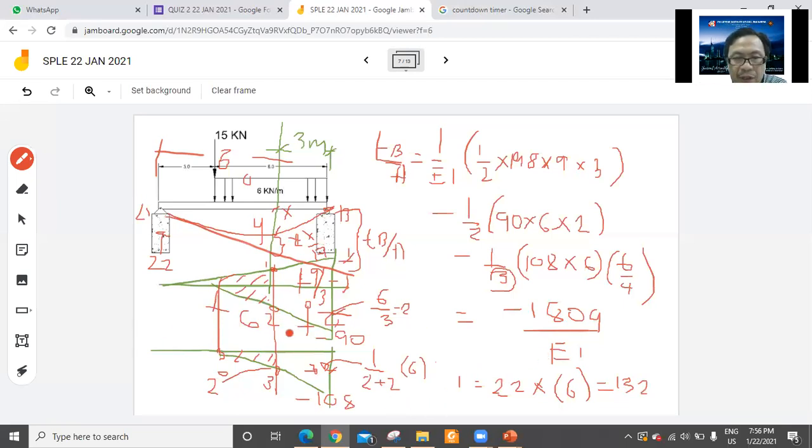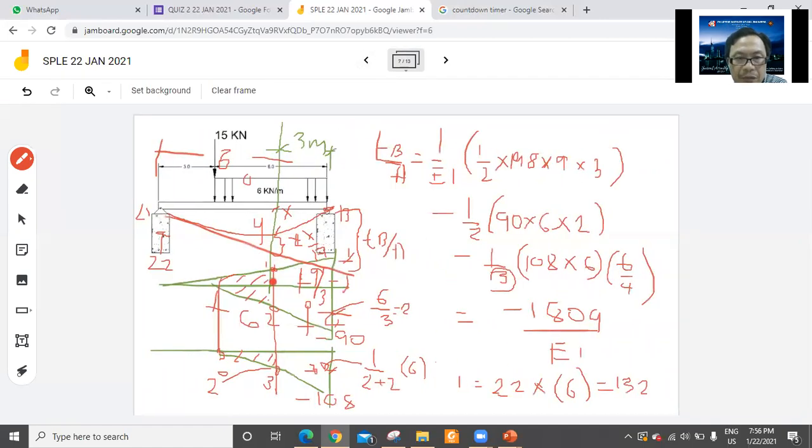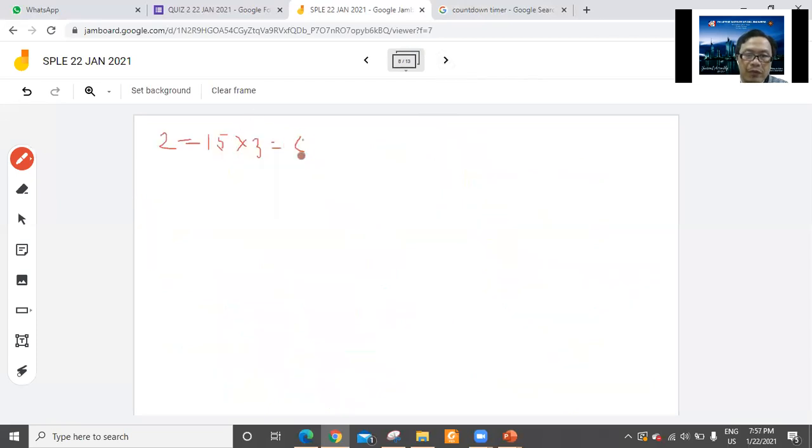This one is number 2. Number 2 is just 15 times 3. This is the 15, multiplied by the distance, which is 3. 15 times 3 is 45. Okay, you have 45.